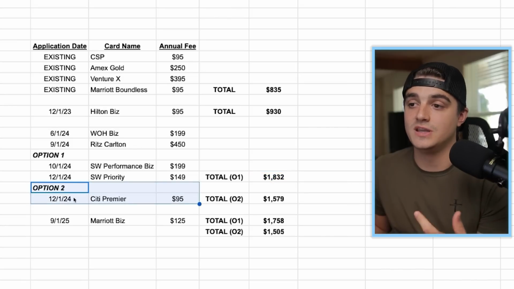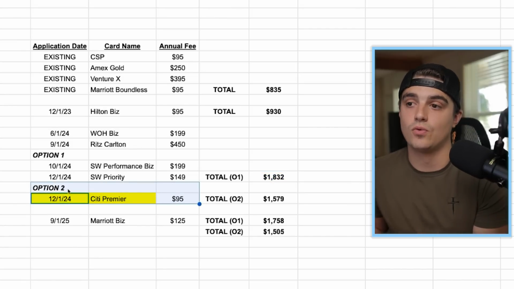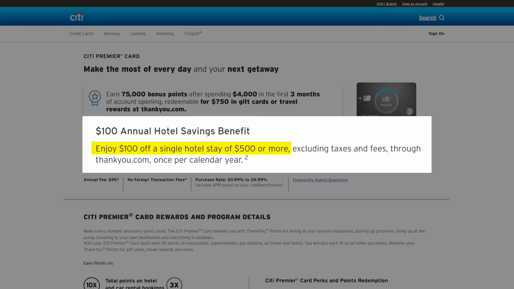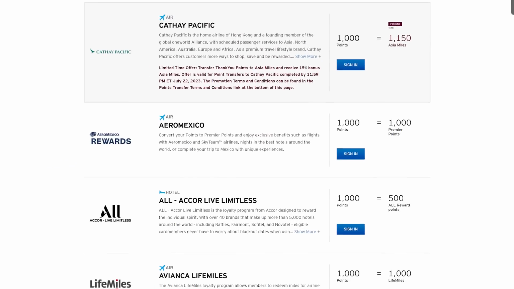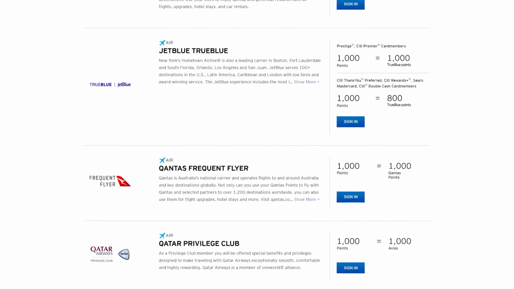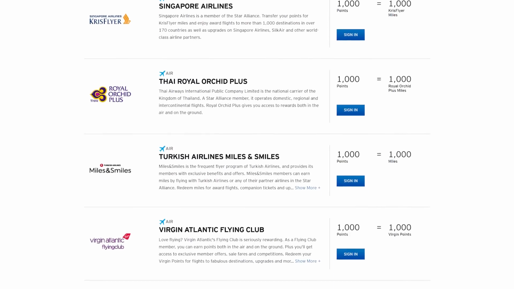Option two just involves me getting the Citi Premier at the end of 2024, and that would only cost me $95 extra to do that. And I could justify this annual fee with that $100 hotel credit that comes on the card after spending $500 on a hotel stay in their travel portal, which is kind of annoying. But again, even if I don't take that into consideration, this card gives me access to Citi's transfer partners, which if I did at least one redemption a year, similar to how I talked about the Chase Sapphire Preferred, that would justify this card for years to come.